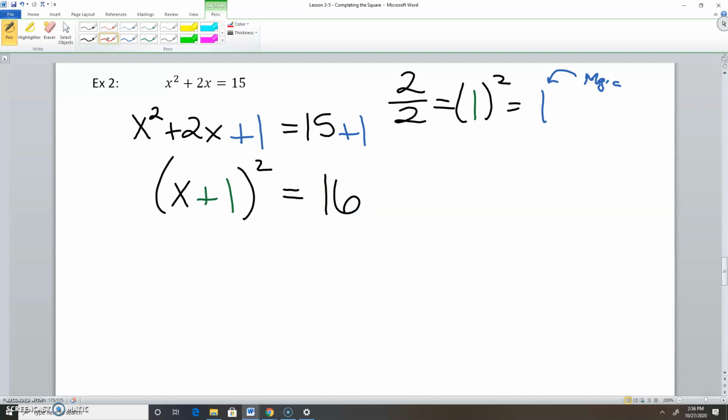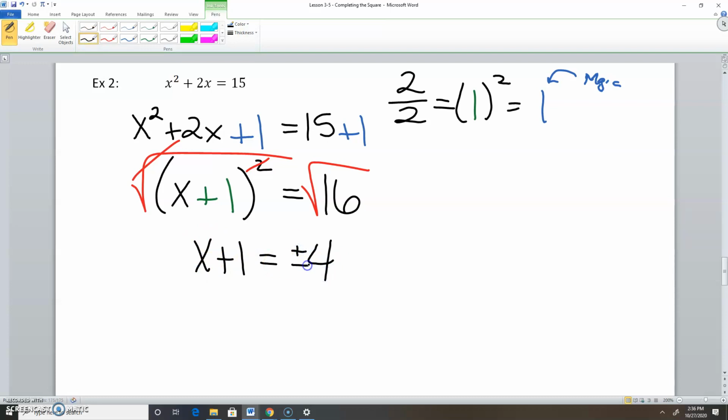Okay, that's actually the completing the square step. That part right there is the completing the square step. The rest of this is just solving an equation. So get rid of the squared. Cancel, cancel. I've got to square root the other side as well. I end up with x plus 1 equals not just a 4. Yes, it's a positive 4, but it could also be a negative 4. x plus 1 equals plus or minus 4.